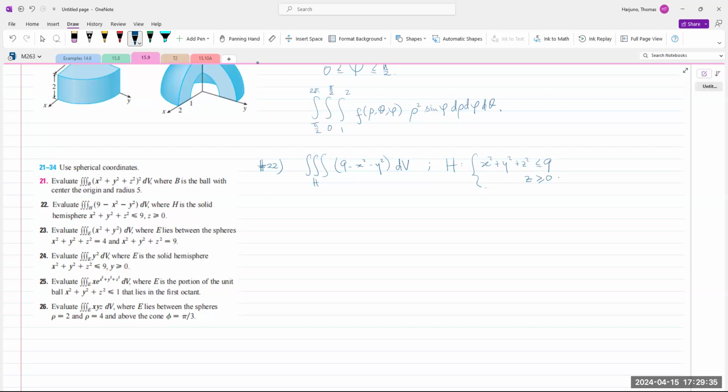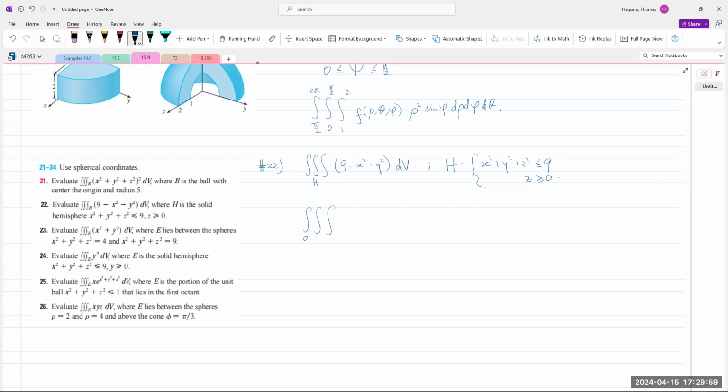Somehow I think it is easier to do using cylindrical. Let's practice. Suppose I use cylindrical. Then this becomes a triple integral. Can you imagine what this looks like? That's the upper hemisphere, right? With radius 3.